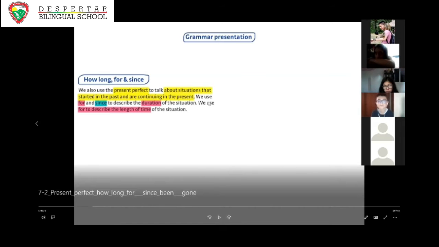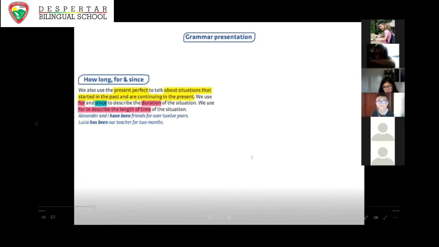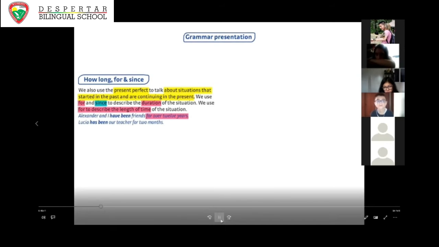So we start with for. We use for to describe the length of the time. Length hace referencia a cuánto dura, la duración de el tiempo of the situation, de una situación. Alexander and I have been friends for over 12 years. Lucia has been our teacher for 2 months.